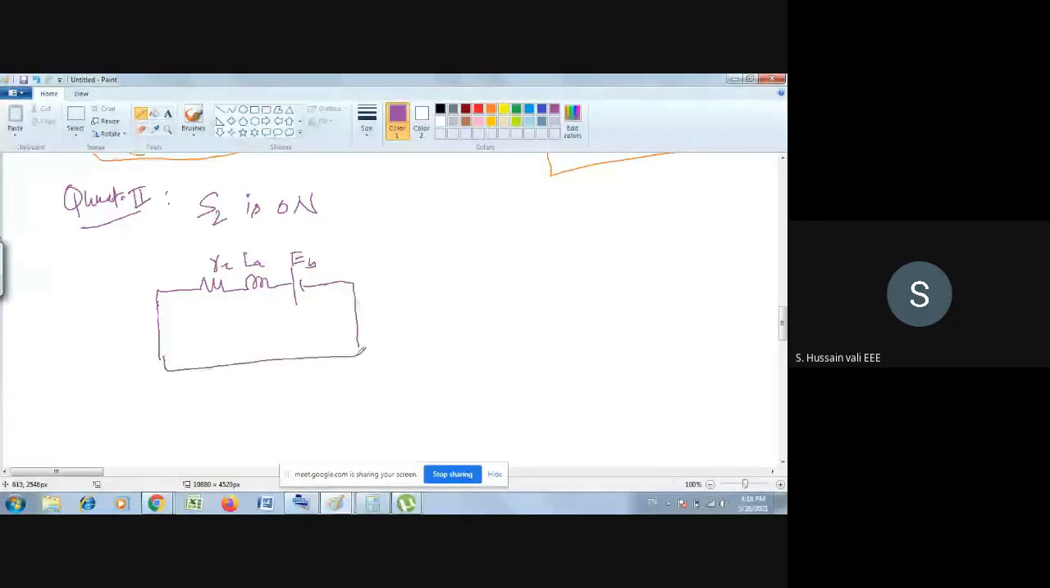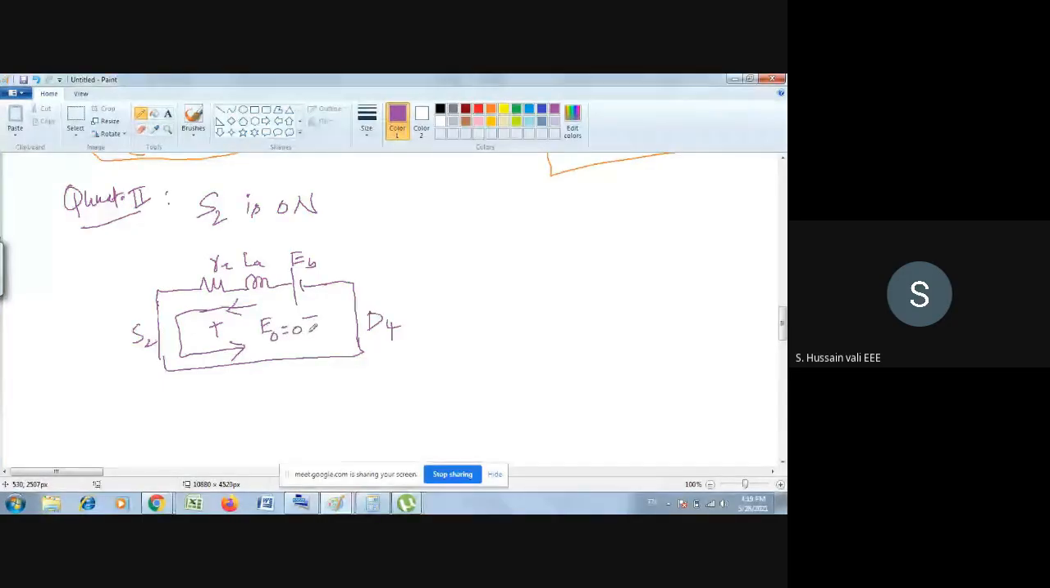This is the direction of the current. This is S2, this is D4. So S2 will conduct, D4 will conduct, and RA, LA in this direction. So then what is E naught here now? E naught is equal to 0 because there is no source left here. So that is the first part of quadrant 2.